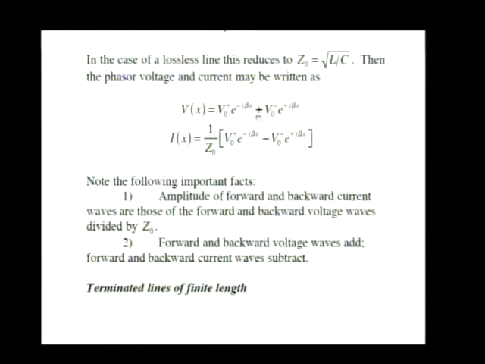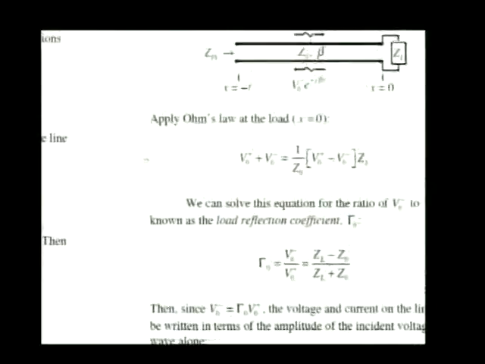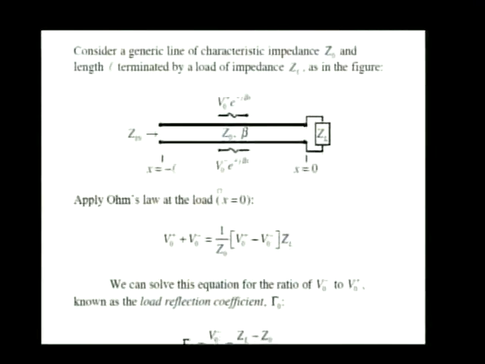We get V0 plus e to the minus j0 plus V0 minus times e to the plus j0. But e to the 0 is equal to e to the j0. E to the 0 is 1. So both of those exponential factors are 1. And we end up with simply V0 plus times 1 plus V0 minus times 1 from the transmission line equation.